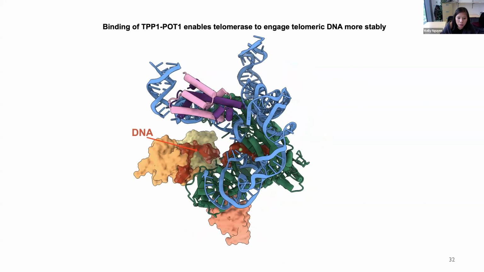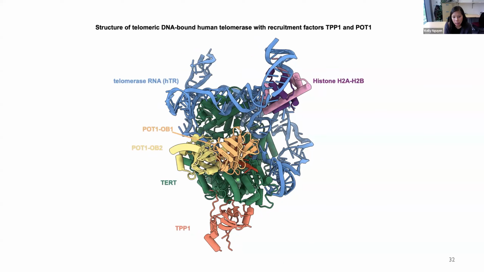So what we propose is that these two factors stimulate telomerase processivity because it allows telomerase to stay on the DNA more stably rather than falling off. And that's how they both recruit as well as increase the processivity of telomerase on the DNA.